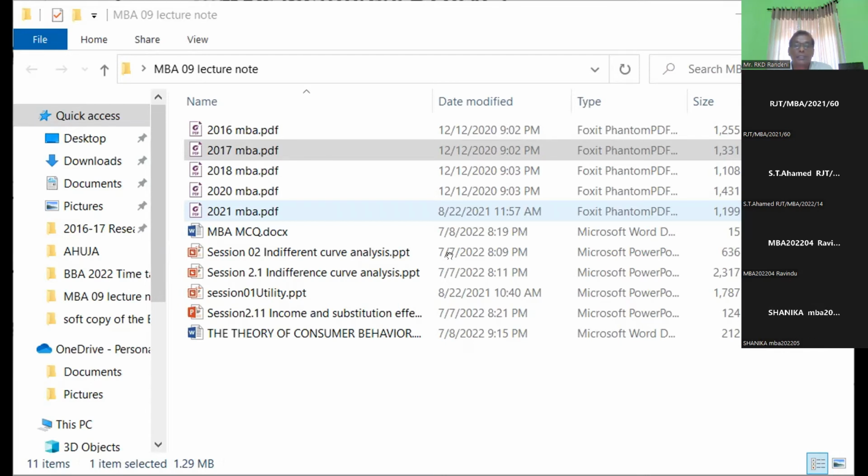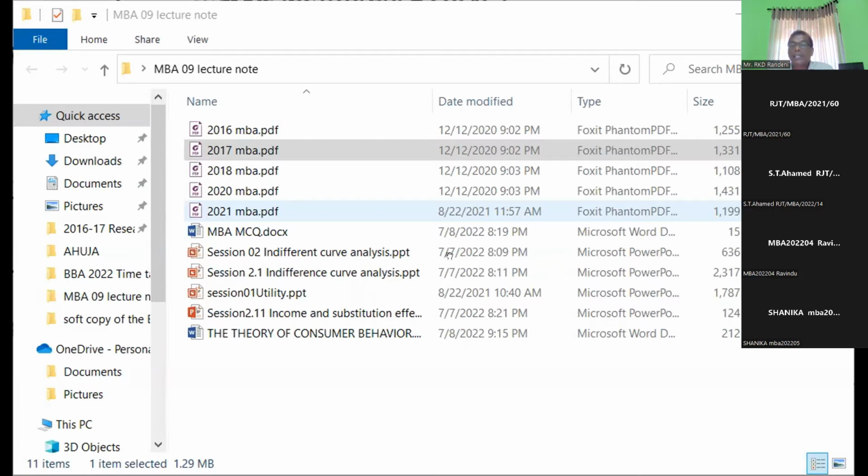Now 2020. Distinguish between total and marginal utility. What is the role of the equimarginal utility principle in analyzing consumer behavior, 4 marks. Then the utility function of an individual is given: x to the power 3/4, y to the power 1/4. Find out the optimal quantities of the two goods, if the price of good X is 6 rupees per unit, the price of good Y is 3 rupees per unit, and the income of the individual is given.